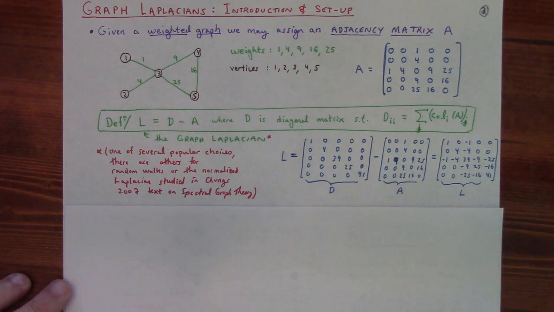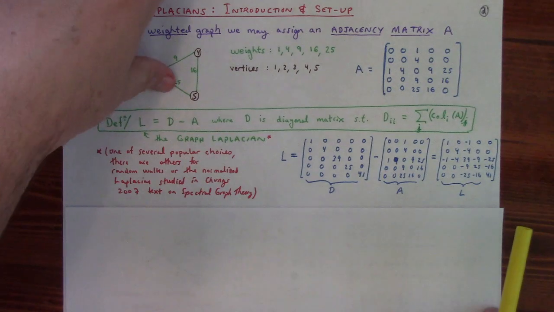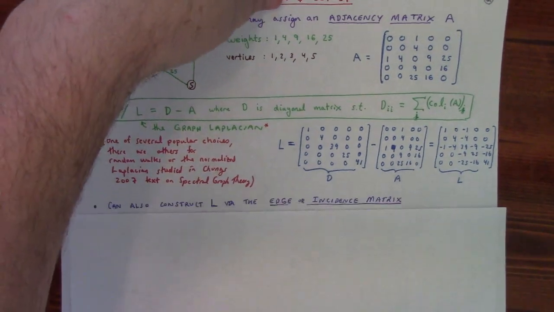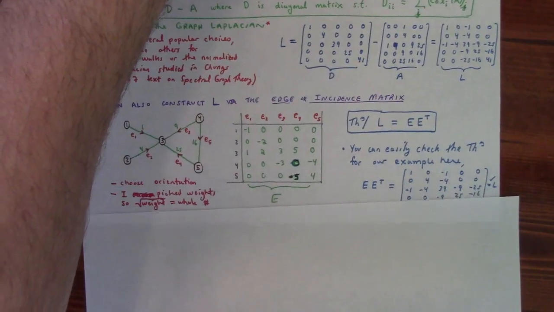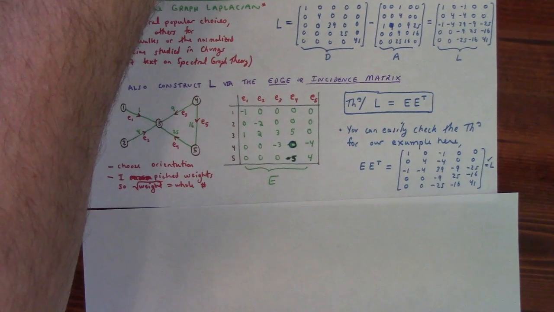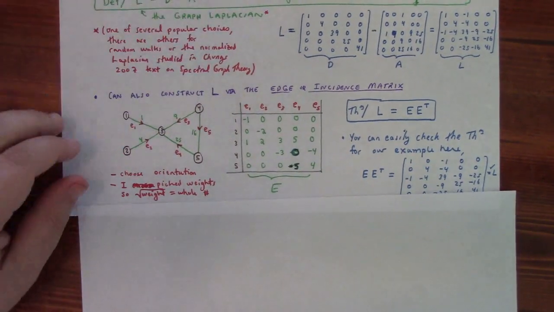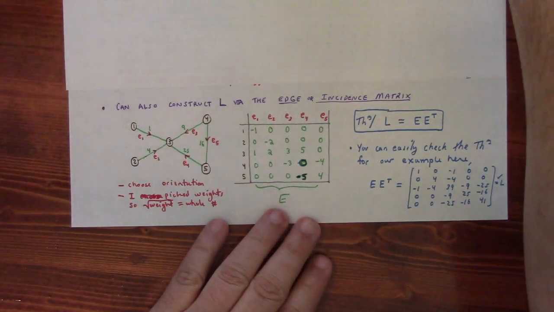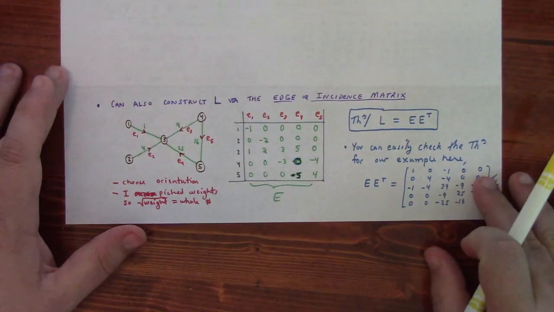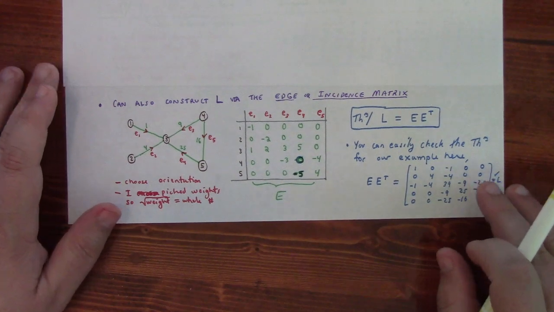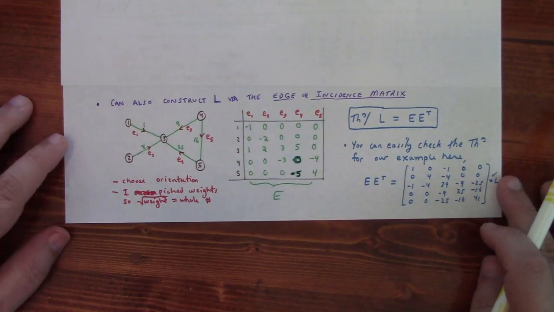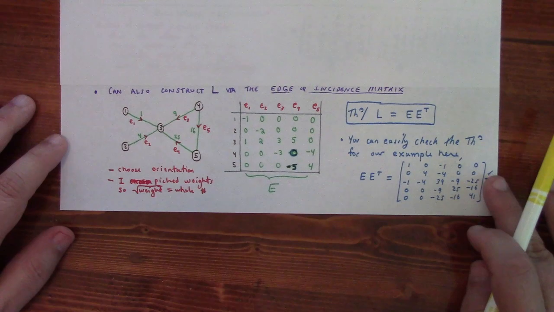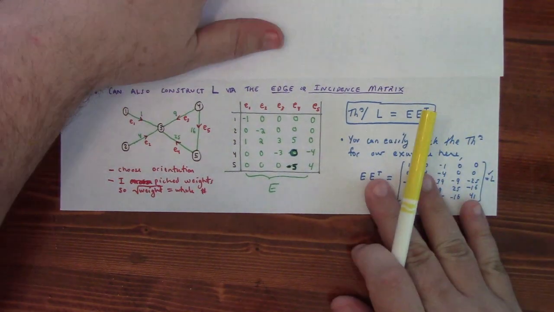All right. So another way we can look at constructing the graph Laplacian is pretty old. It is with what's called the edge or incidence matrix. This thing, let me cover this up here for just a second. The edge or incidence matrix goes back to Kirchhoff, I guess. So you've got to think like an electrical engineer here.